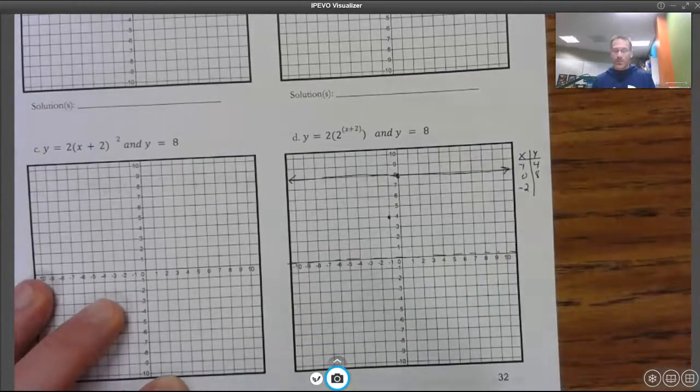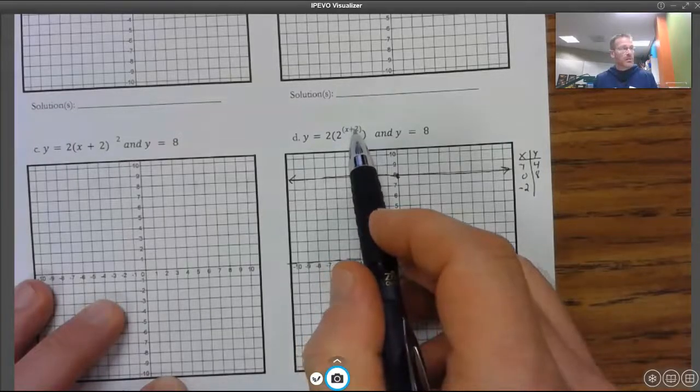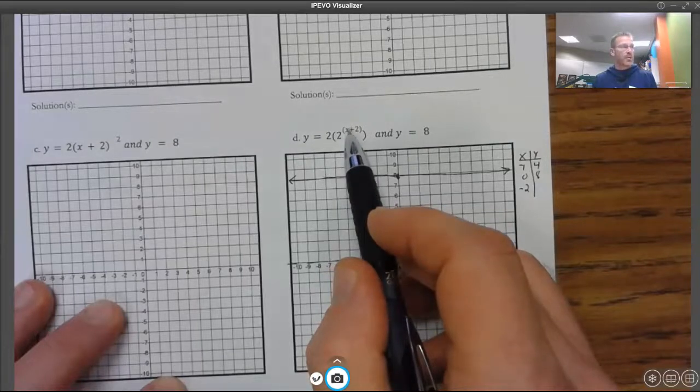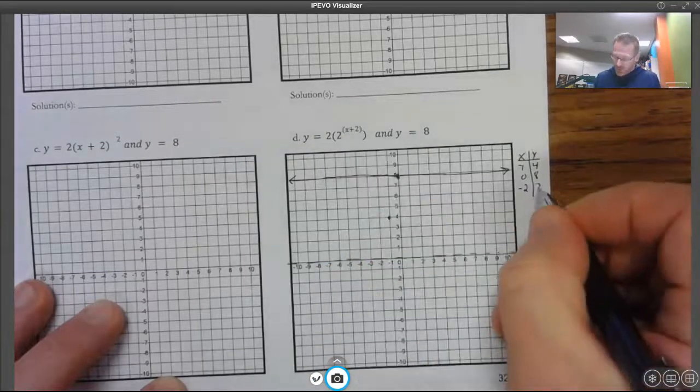I should have maybe started with negative 2. But negative 2 plus 2 is 0. 2 to the 0 power, and remember, anything to the 0 power is 1. So this would be 2 to the 0 power, which is 1. 1 times 2 is 2. So this would be 2.